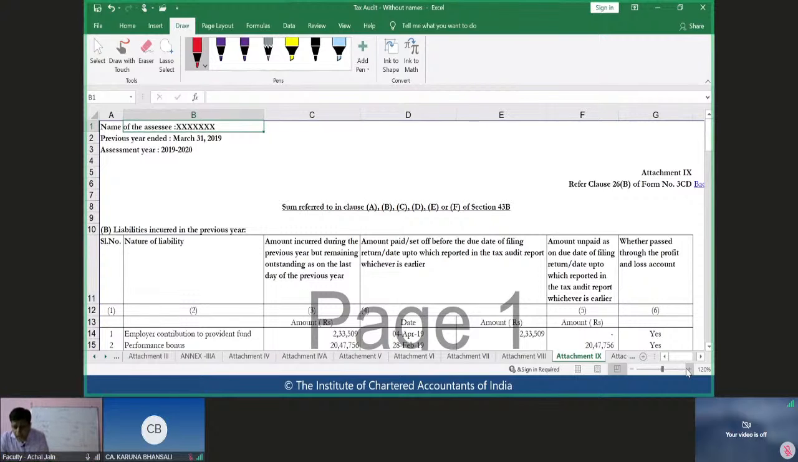Then it says amount incurred during the previous year but remaining outstanding as on the last day of the previous year. So they are saying incurred during this year. So let's suppose 200 was incurred as an expense and this is outstanding over here.